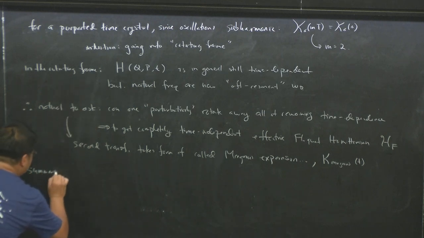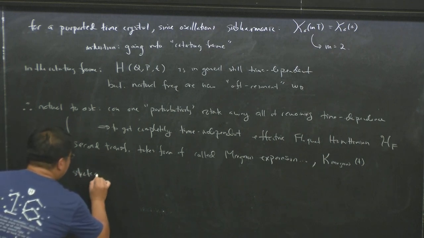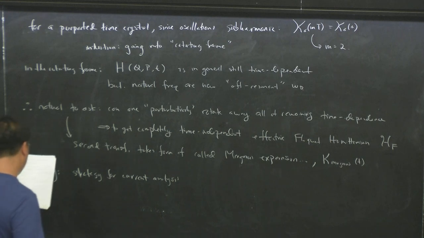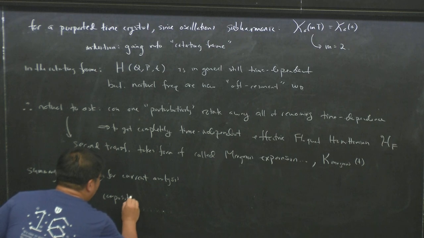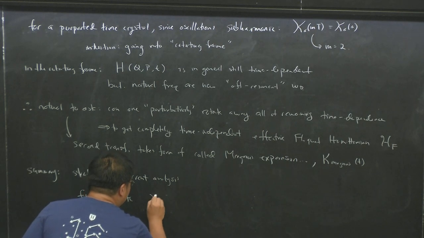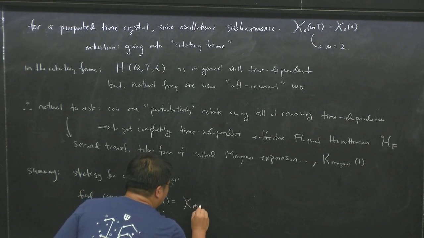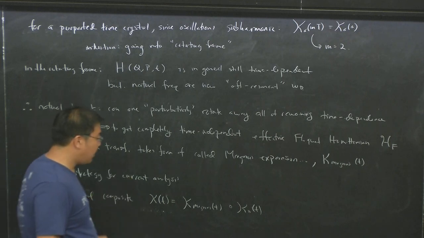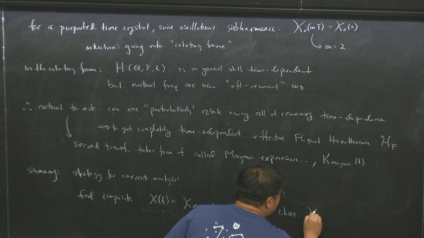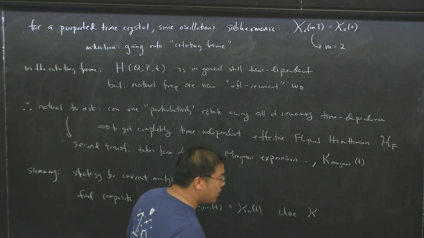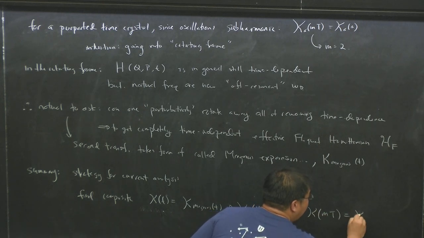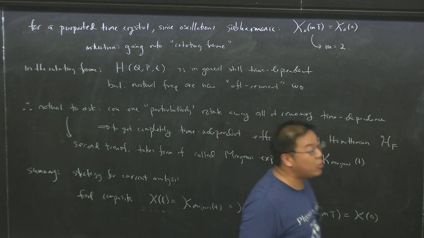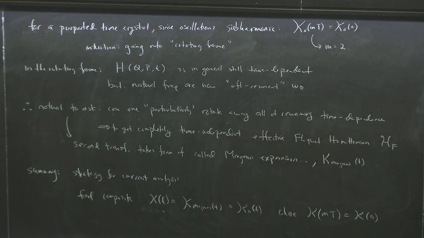Again, to very quickly summarize, the strategy for our current analysis is the following. We'd like to find some composite canonical transformation, K of t, which is K Magnus of t, composed with the rotating frame transformation, where, of course, almost by definition, since we're analyzing the subharmonic solutions of the differential equation, K_M of t equals K of zero, so the canonical transformation doesn't come back to itself every single period, but comes back to itself at the subharmonic of the drive.